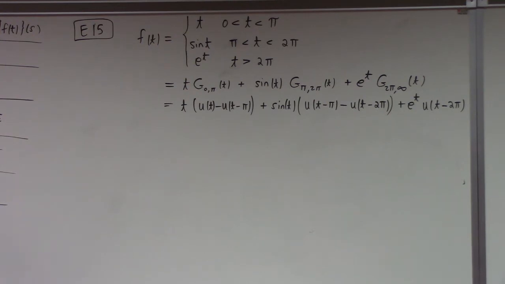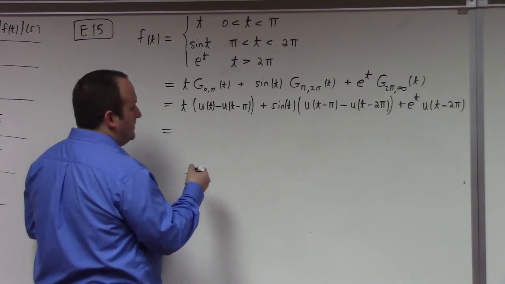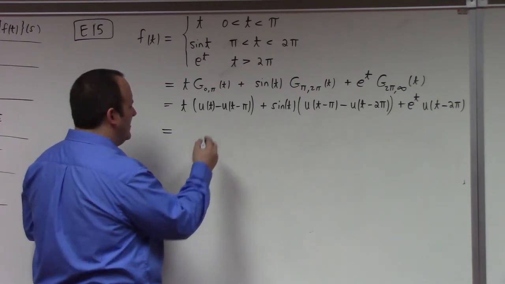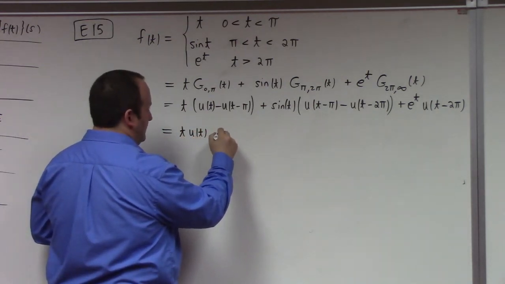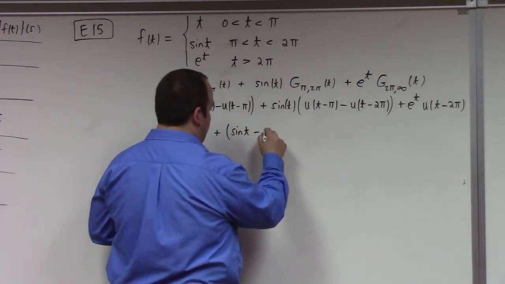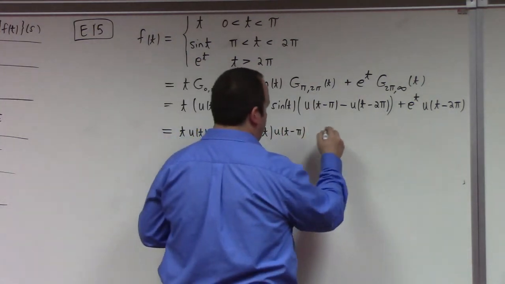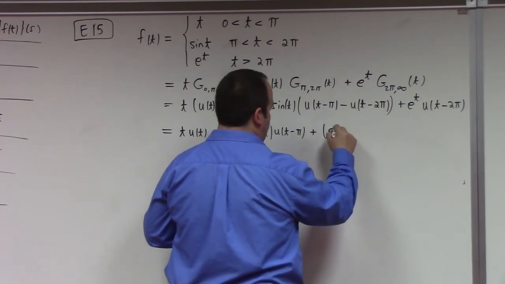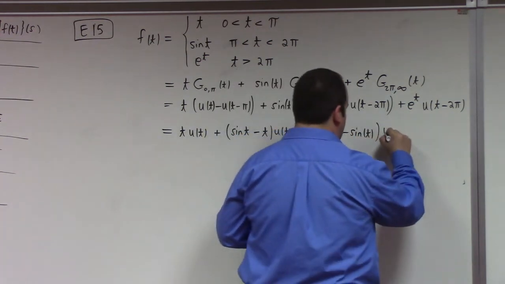That just puts this exponential non-zero out to time infinity. Now, this is also not appealing for the purposes of the Laplace transform. What we need to do is one more step, and then we'll come back to this example, although I'll probably regret it. So we should group things together. I've got t times u of t, plus parentheses sine of t, minus t, times u of t minus pi. Let's see here. Plus e to the t minus the sine of t, u of t minus 2 pi.